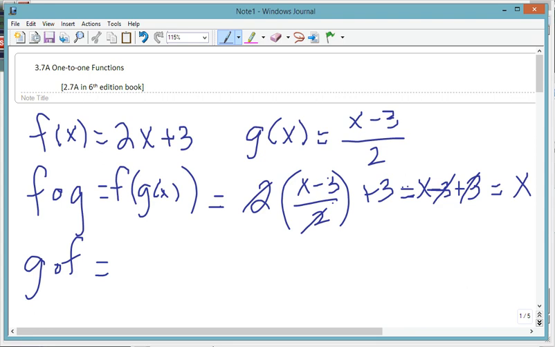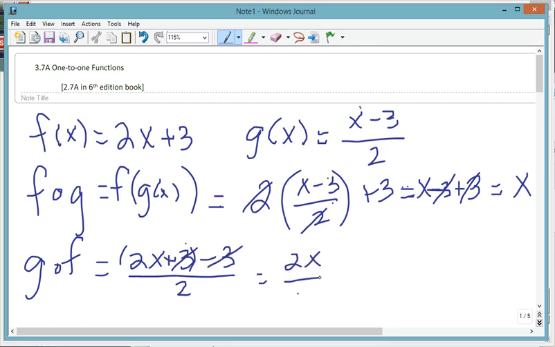Okay, now let's look at g composed with f. Now I'm going to take f and plug it into g, right? So I'll have 2x plus 3 in place of my x here, minus 3, over 2. There's where my f is, plugged into my g equation. So now I have 2x plus 3 minus 3, so the 3's will cancel. So I have 2x over 2, and the 2's will cancel, and I'm left with x.